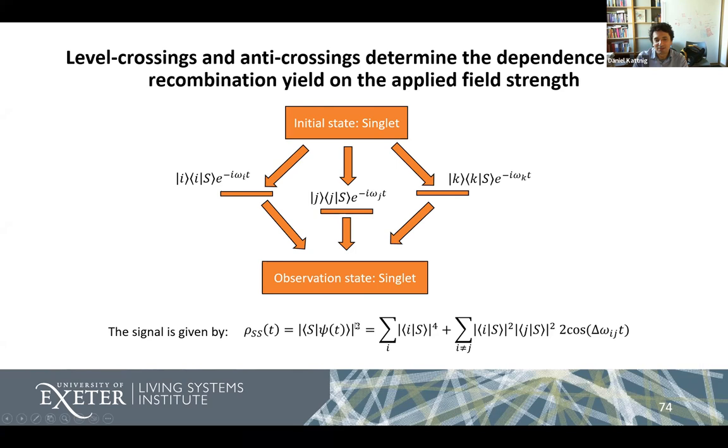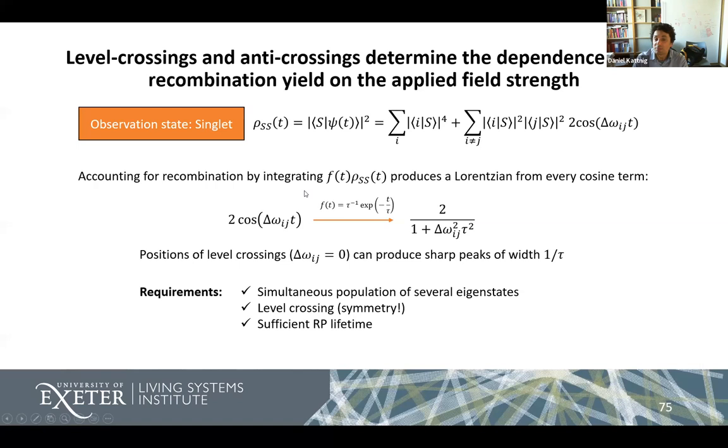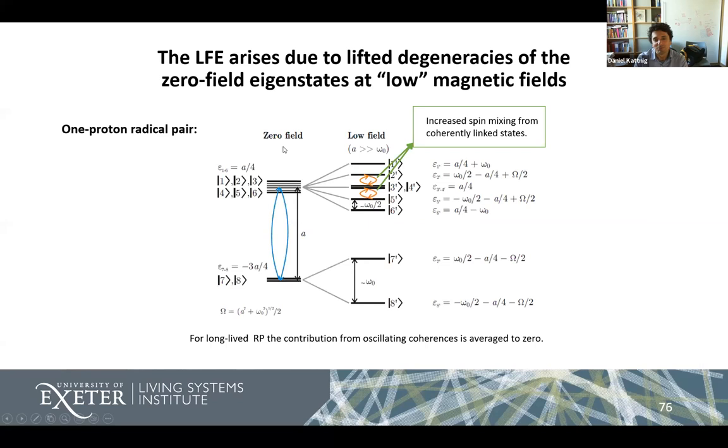If this system is then measured, a simple way of accounting for this chemical measurement is by multiplying it with a recombination function and integrating, in which case every cosine term here is converted into a Lorentzian of this form. But if you look at this form, that means that if you have situations where delta omega ij, the difference in the Larmor or precession frequencies of these two eigenstates, is zero because of a level crossing, then you obtain a very sharp spike in the singularity. And this is exactly what we see in the low field effect. That is, for this radical pair, indeed, we have this kind of level crossing in zero magnetic field.